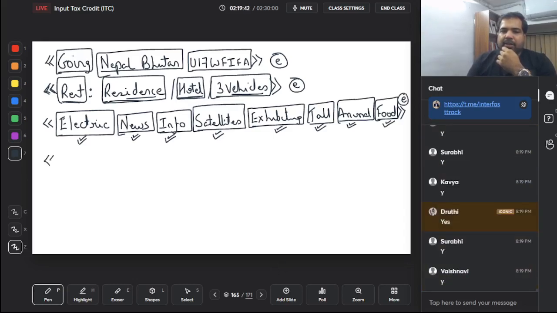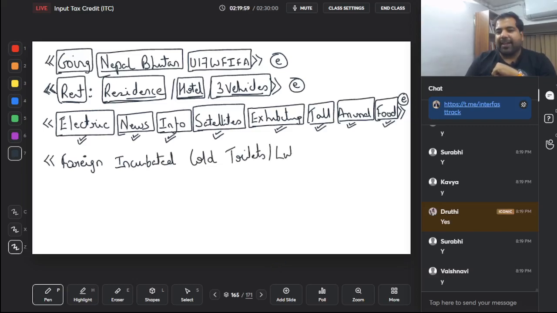And last, guys, you also saw that in foreign, had incubated, means started, cold, toilets and libraries. Guys, this is a shortcut which you'll never forget if you remember it and revise it using the quick book. Foreigners had incubated cold toilets and libraries.